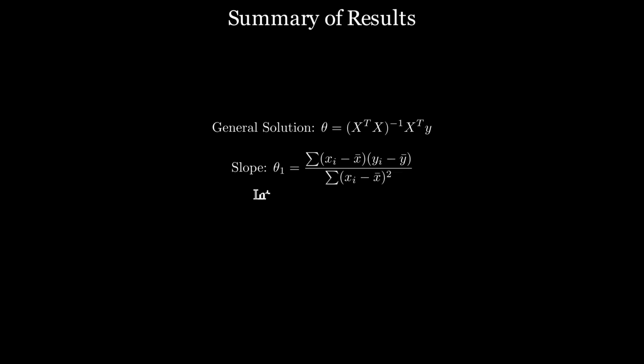Let's recap our comprehensive derivation. We started with the goal of minimizing the sum of squared errors using matrix algebra. Using matrix calculus, we derived the normal equation, a powerful general solution for linear regression that works for any number of features. Then, by applying this to the specific case of one feature, we proved that it yields the familiar formulas for the slope and intercept.